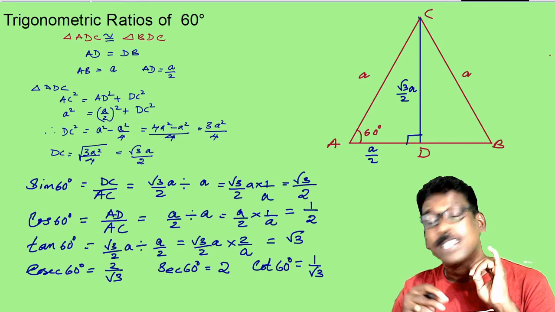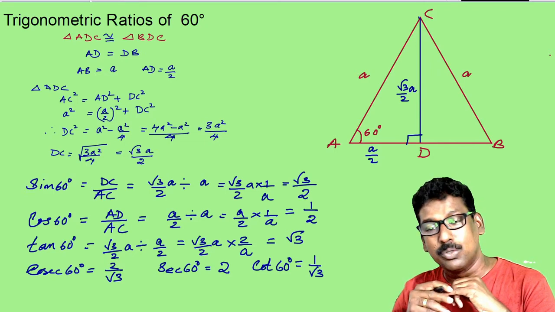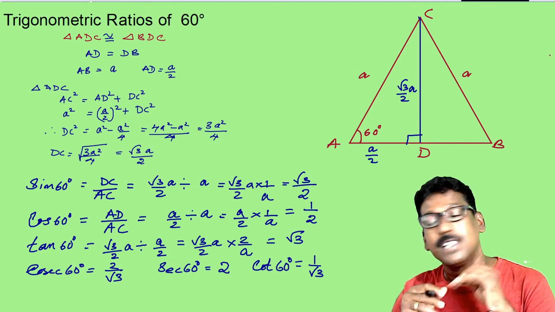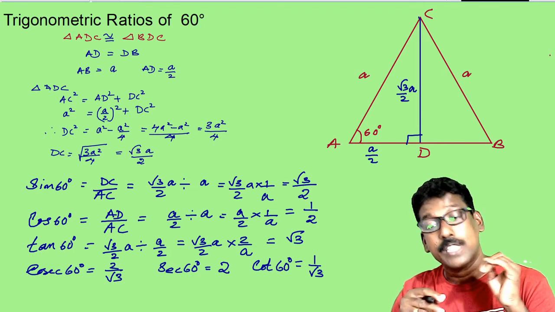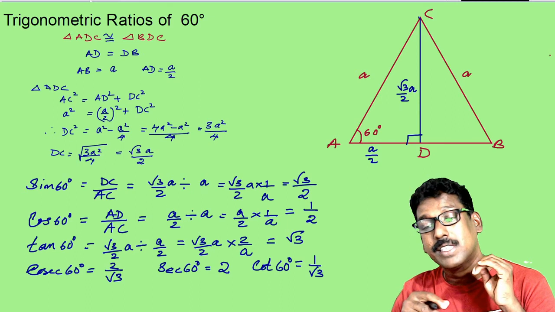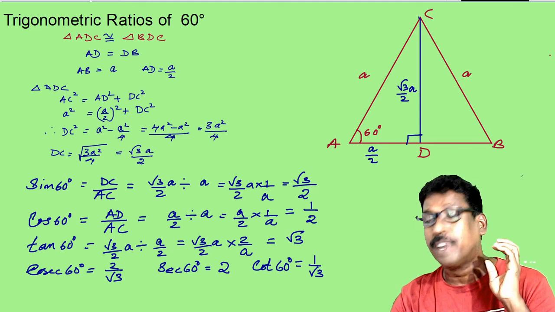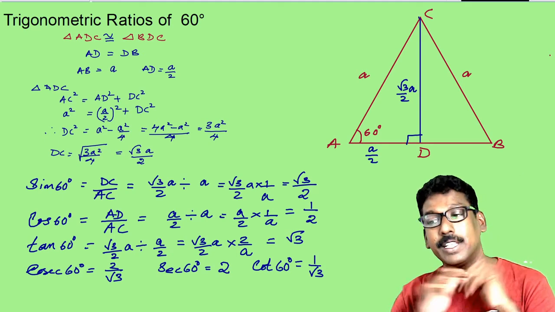So sin 60 is root 3 by 2, cos 60 is 1 by 2 and tan 60 is root 3. And cosec 60 is 2 by root 3, sec 60 is 2 and cot 60 is 1 by root 3. Now let me find out the trigonometric ratios of 30 degrees.